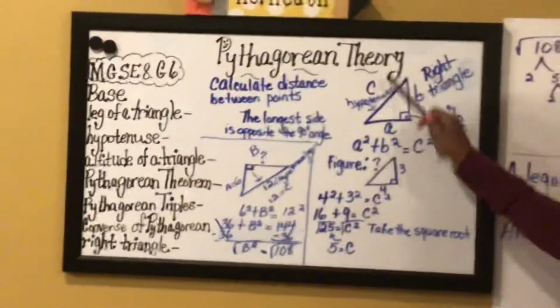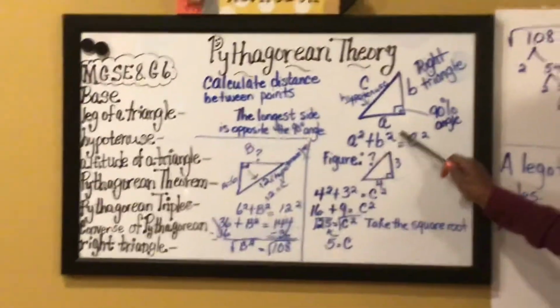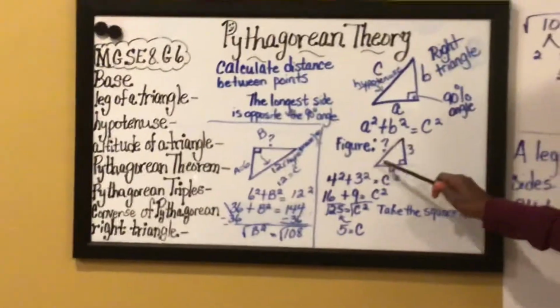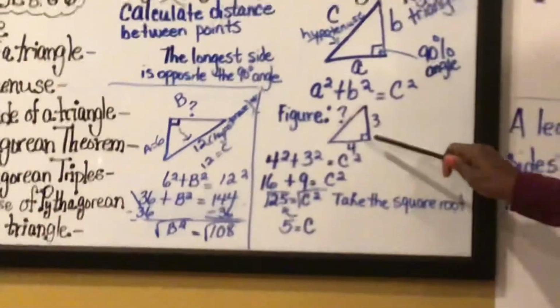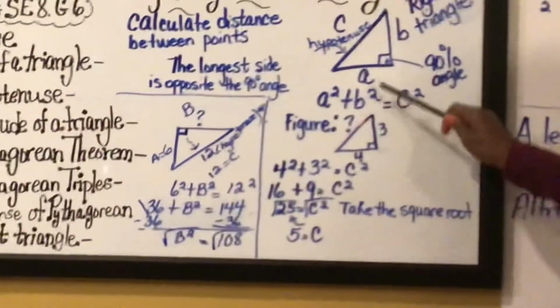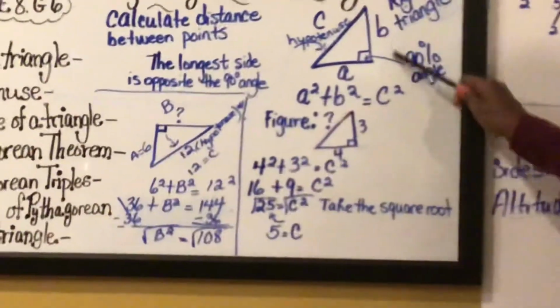Our formula for the Pythagorean theorem is always a squared plus b squared equals c squared. Now, let's plug these in on this particular triangle. This is the same triangle, it's just that I placed the numbers here. So notice that A is a 4 and side B is 3.